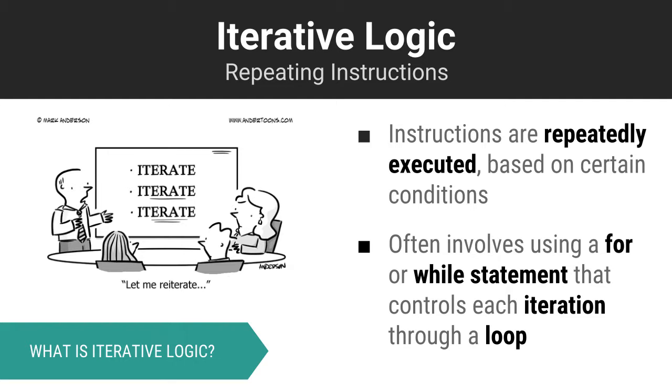When we repeatedly execute code, we are employing iterative logic. Remember, to reiterate is to repeat oneself, hence the name iterative logic. This normally involves using a for or while loop, which controls how many iterations or times we travel through a loop and the code it contains.